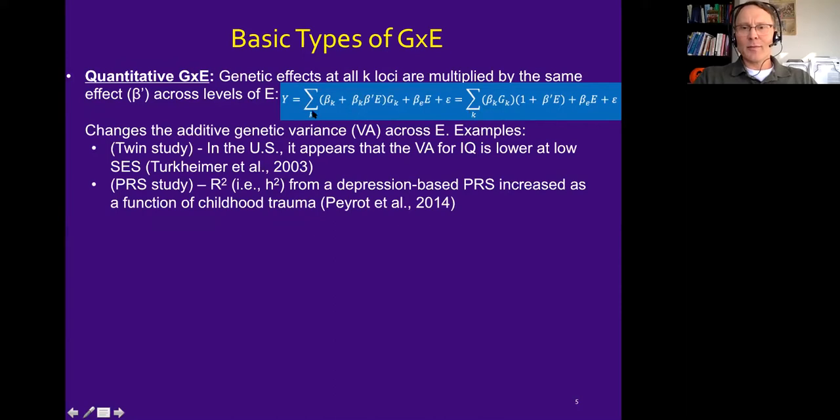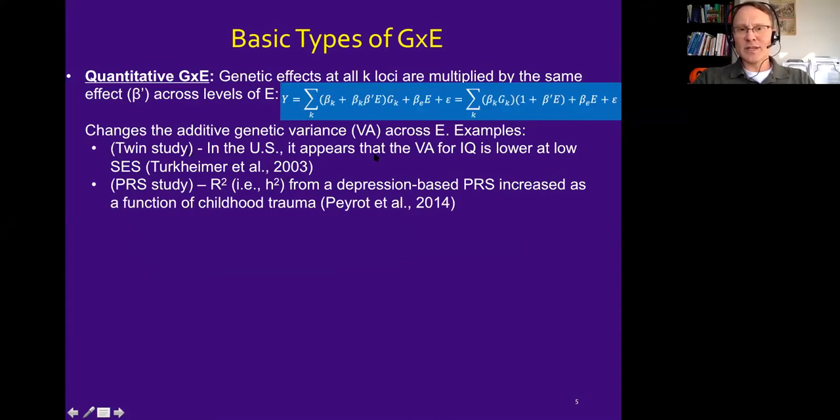Okay, so this is one way that we could talk about doing this. If we have K SNPs, you could talk about this as being the sum of the effect of each SNP times the score at that SNP times 1 plus some interaction term, beta prime E. Beta prime is not subset by K, so it's going to be the same across Ks. It's basically just a scalar of the genetic effect. And what this will do, if you look instead of Y at the variance of Y, is the variance of Y will change as a function of E, across the levels of E. So this is one way that people talk about G by E.